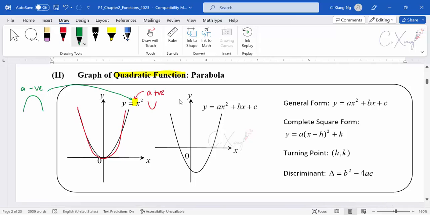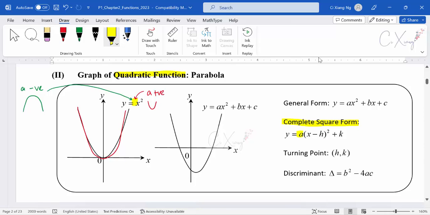If you want to investigate further about the x and y intercepts, or maybe the maximum or minimum point, the useful technique is the completed square form, which we already learned in chapter 1 earlier. By having the quadratic function in completed square form, you can know a lot of things.